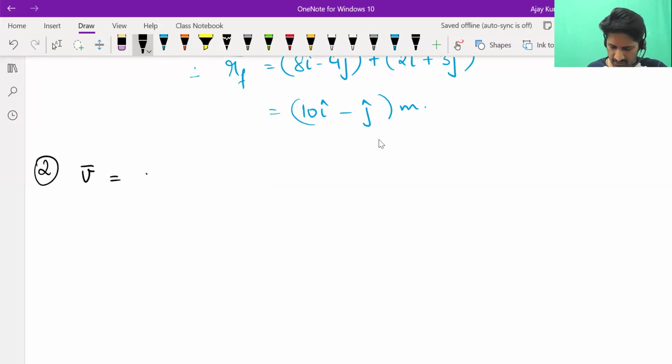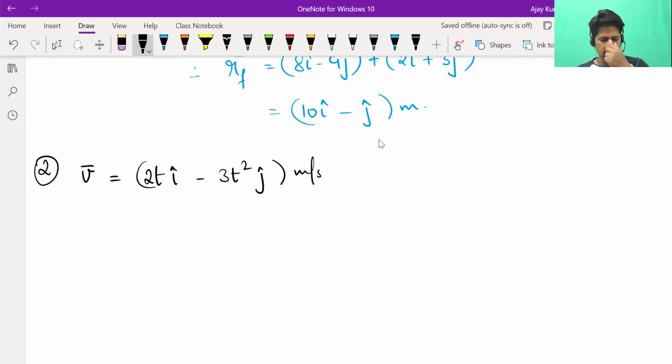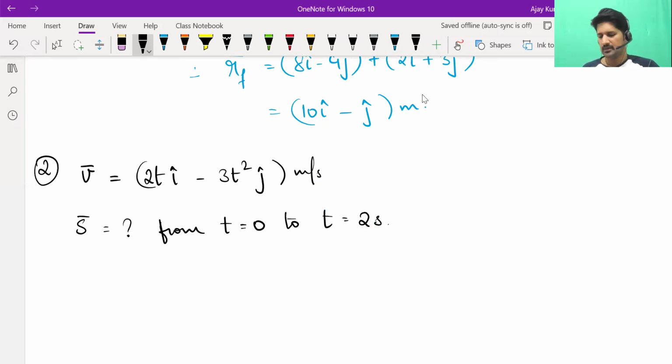Suppose velocity of an object is given like this: 2t i cap minus 3t square j cap meters per second. Vanilla, tell me, is this constant velocity or variable? Variable, sir. Variable, good. I want you all to calculate the displacement from t equal to 0 to t equal to 2 seconds. So in the first 2 seconds, you all have to find out the displacement. Try.